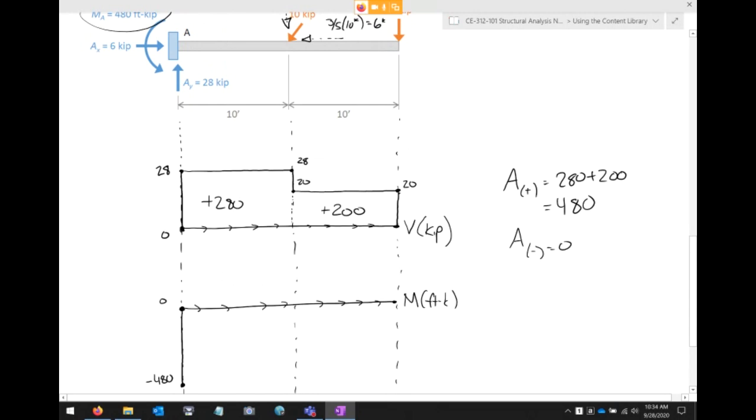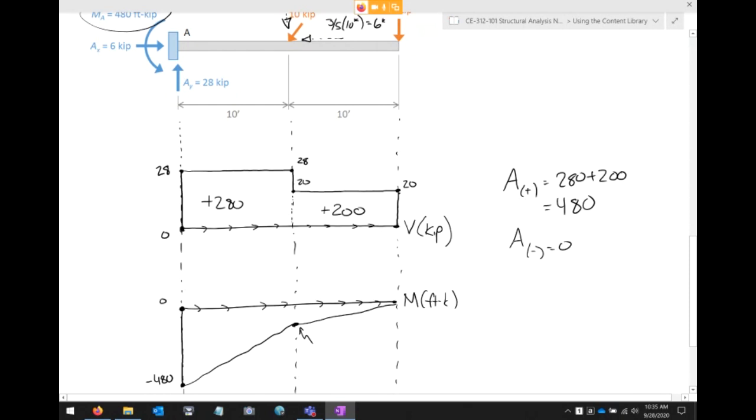And then it's just going to be 2 straight line segments. It's going to be a straight line segment. So the total area is 480. So you know you're going to end at 0. So you're going to come here, straight line, and then here, straight line.